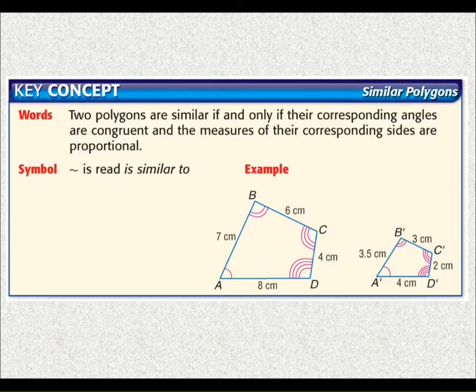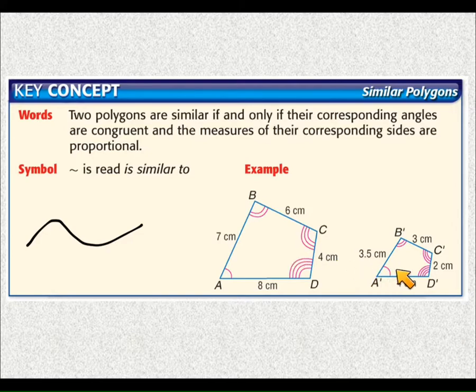But the symbol you need to know, the similarity symbol, is just that tilde sign. Remember, for congruent we put that on top of the equal sign. But for similarity, this is the symbol we use. So when we say two figures are similar, this is the symbol we put in between them. It's just that squiggly, that tilde symbol. So similar is just that tilde.